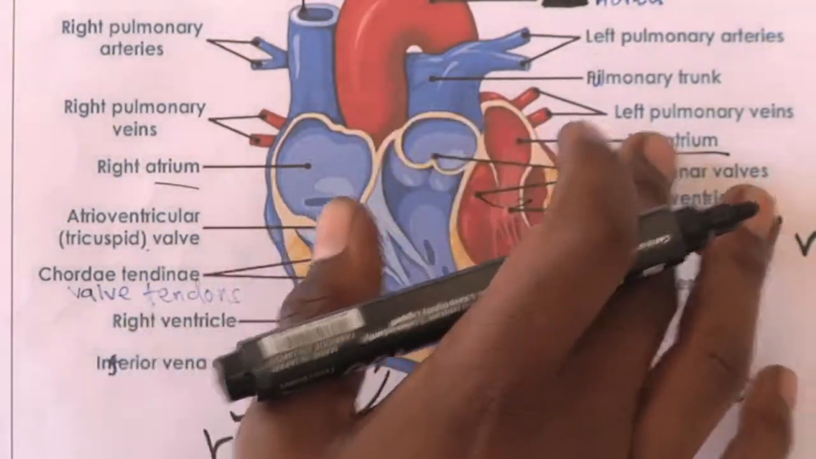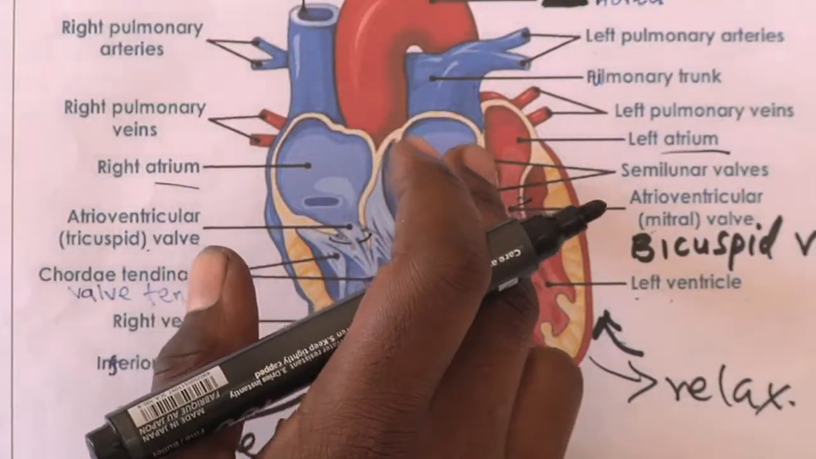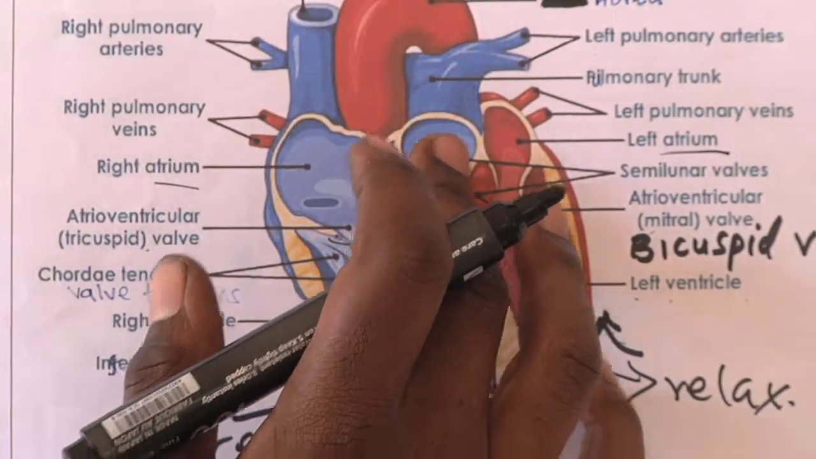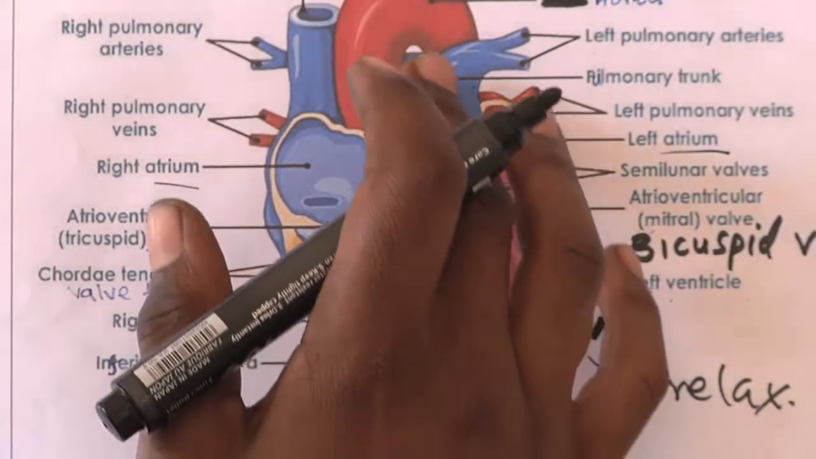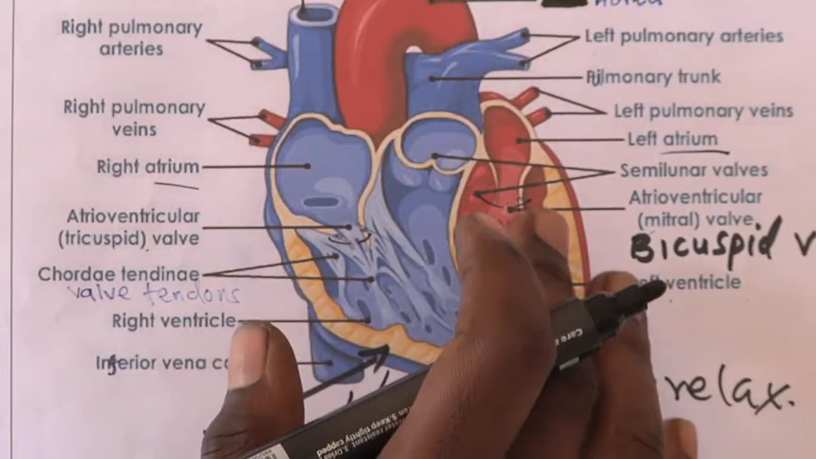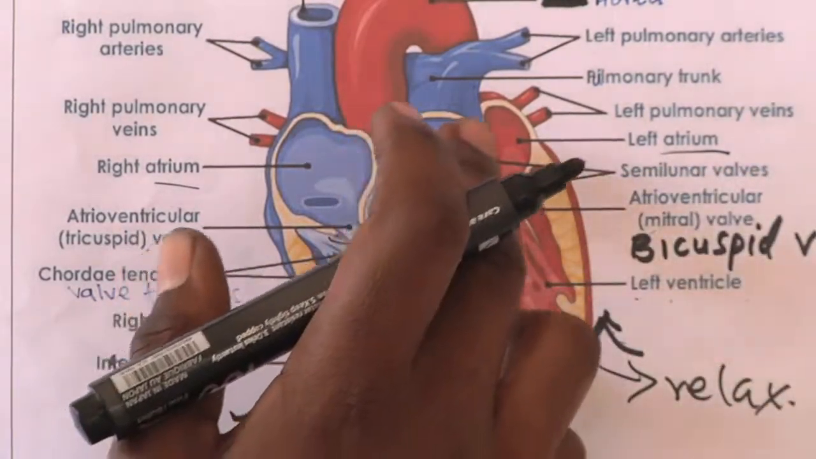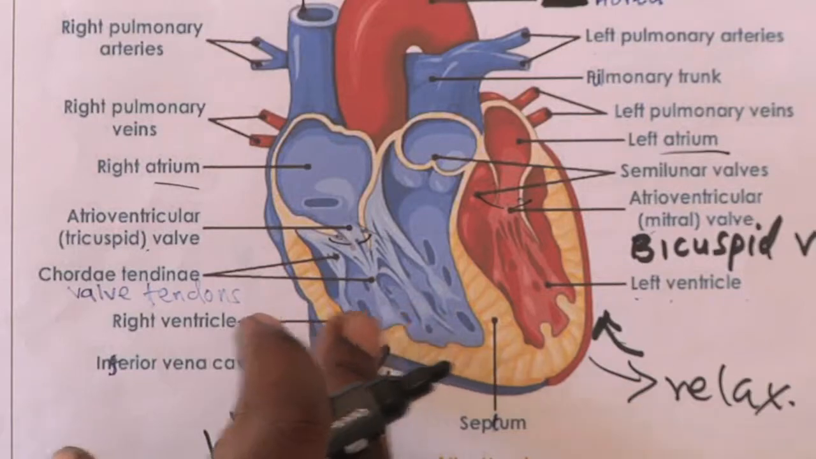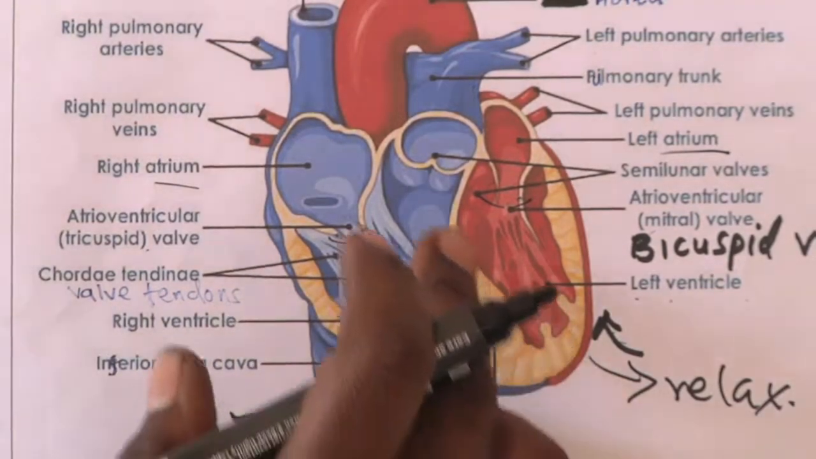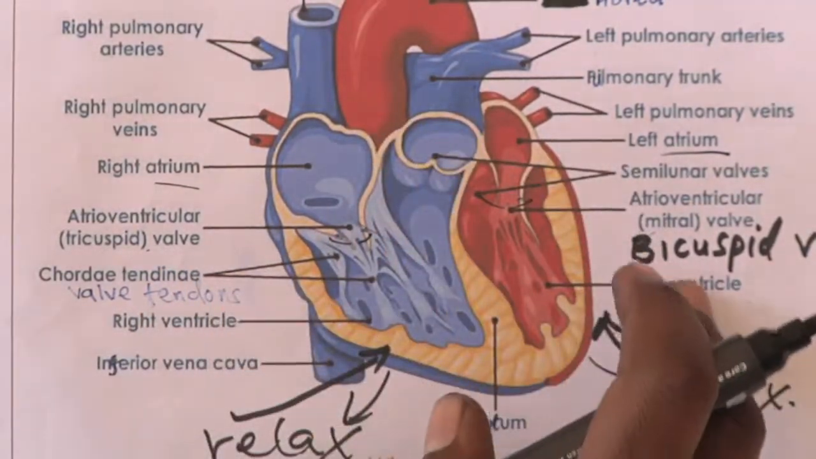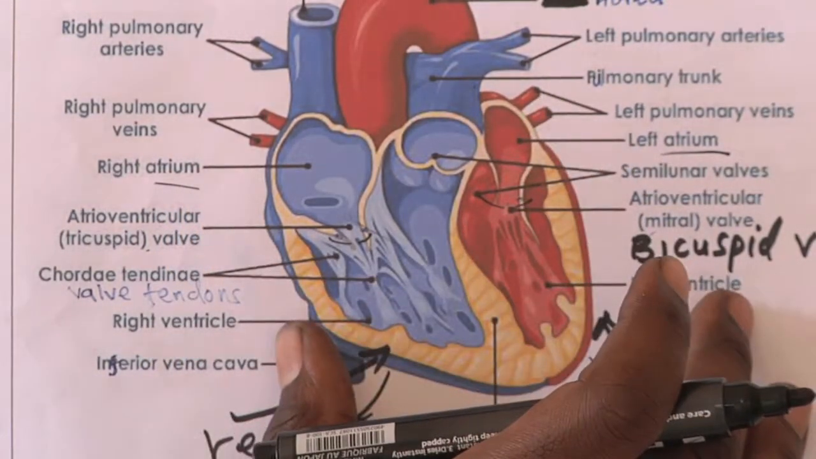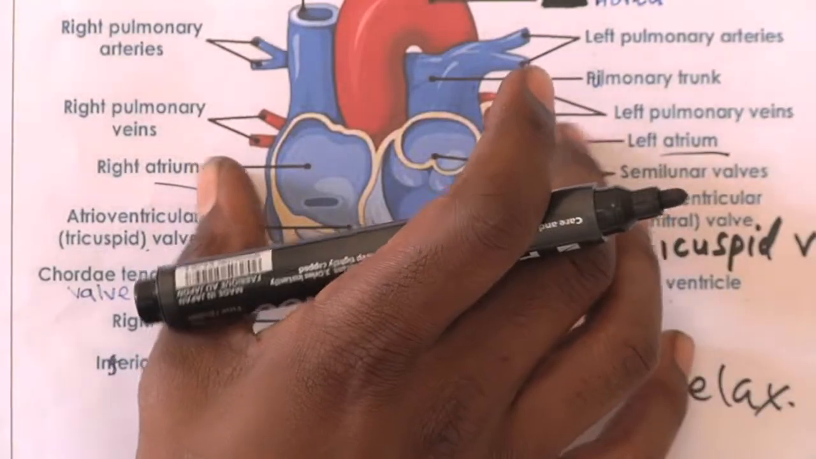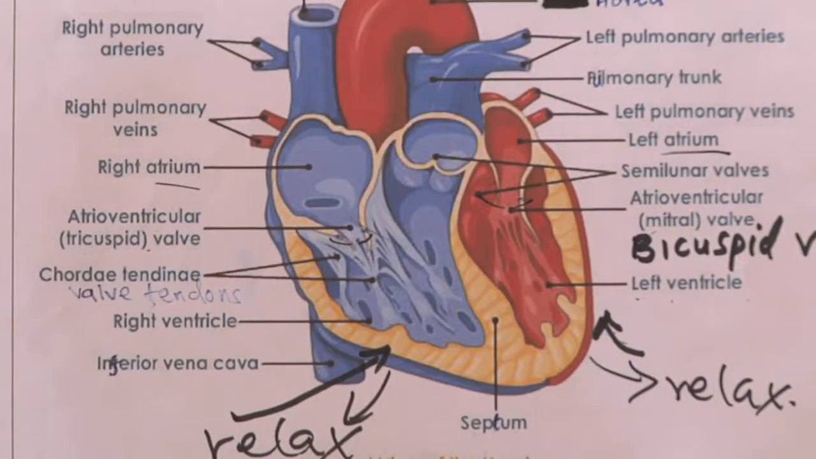And that is the function of the semilunar valves. They prevent backflow of blood either into the right ventricle or into the left ventricle when the ventricles are relaxing and receiving blood from the auricles. So that is the function of the semilunar valves.